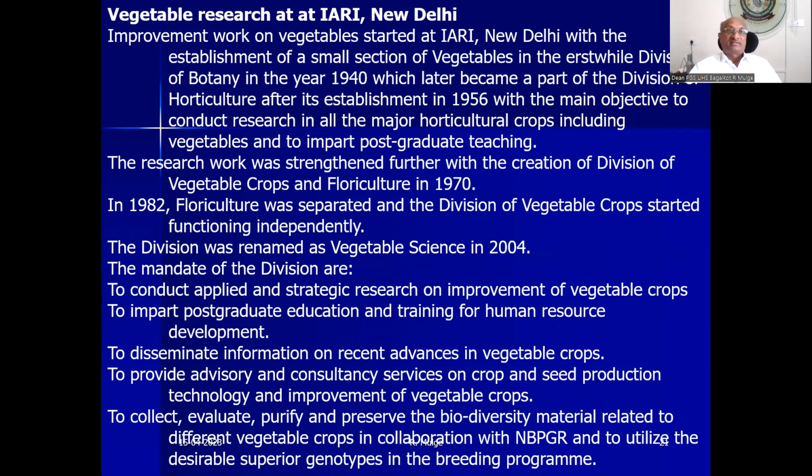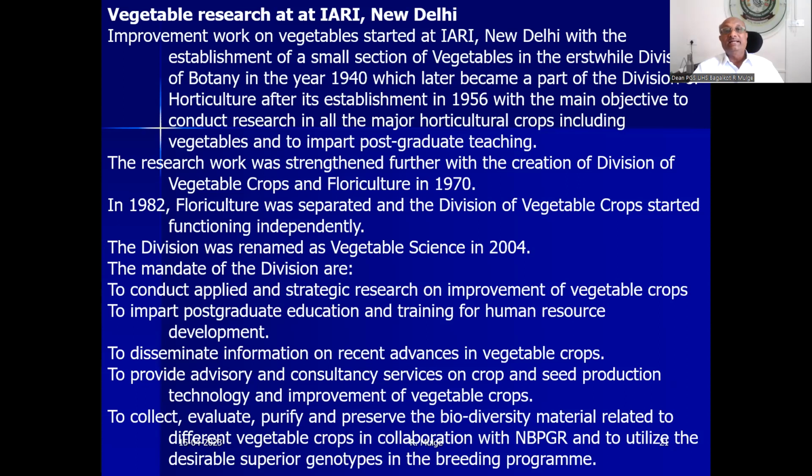These are some milestones, and what has happened in vegetable research at IARI New Delhi or the ICAR system. That was an important organization working on vegetable crops. Improvement work on vegetables started at IARI New Delhi with the establishment of a small section of vegetables in the erstwhile division of botany in the year 1940, which later became part of the division of horticulture after its establishment in 1956. 1940, division of botany, then horticulture division. After that also vegetable improvement was there, with the main objective to conduct research in all the major horticulture crops, including vegetables.